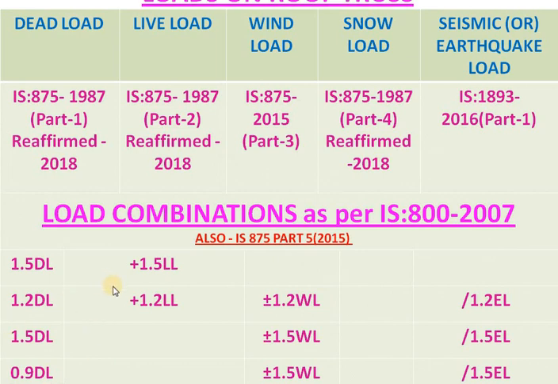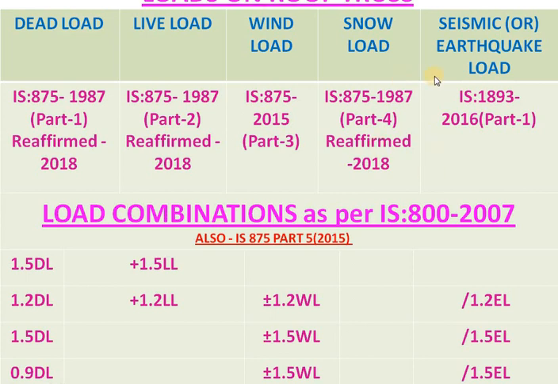But if you do any project for your academics, or if you are going to do a project in the industry, you have to follow only the revised code books. So IS875 part 3 has been revised in the year 2015. So only this you have to use to find the wind load.